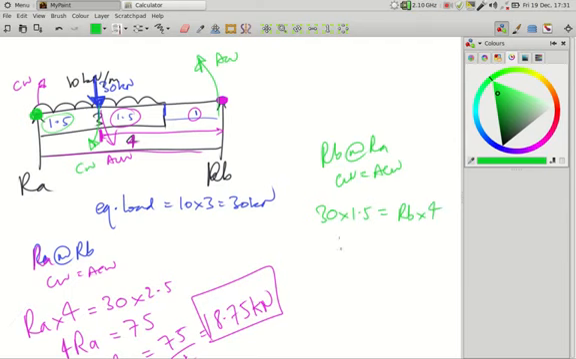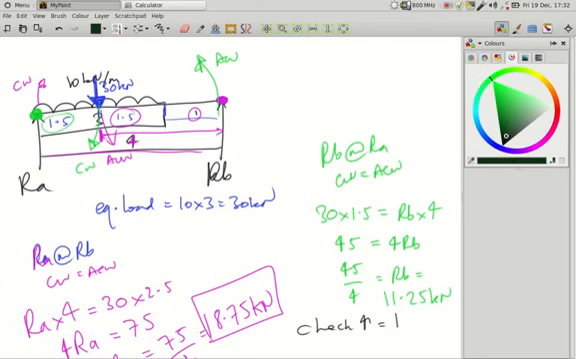So 30 times 1.5 is 45 equals 4RB. So 45 over 4 equals RB. So 45 divided by 4 equals 11.25 kilonewtons. Let's do a check then.